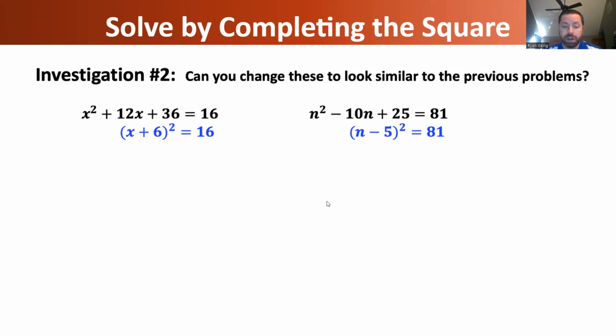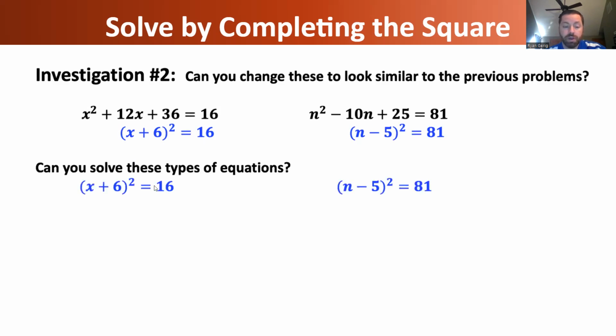Okay, now why are we doing all that? Well, can you solve these types of equations? Let's look at the first one. X plus 6, the quantity squared. I want to take the square root of both sides. When I do that, the squared and the square root cancel, and I'm left with x plus 6. And then on the other side, the square root of 16, remember the plus or minus, 4. Now, we introduce the square root, so that's why it's plus or minus.